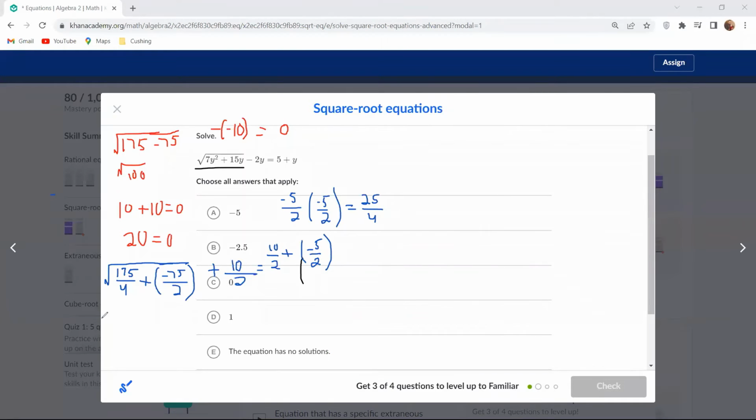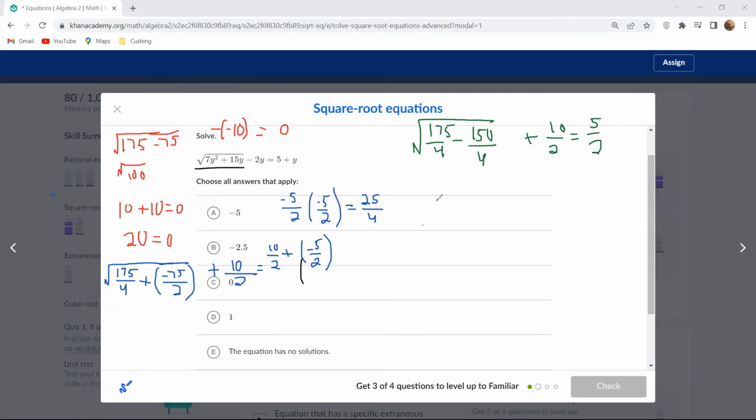On the left side here, I have the square root of, so I'm going to rewrite up here, the square root of 175 over 4 minus 150 over 4. Because I need to get this denominator to 4, I need to double the top and bottom. Plus 10 over 2 equals, this is 5 over 2.